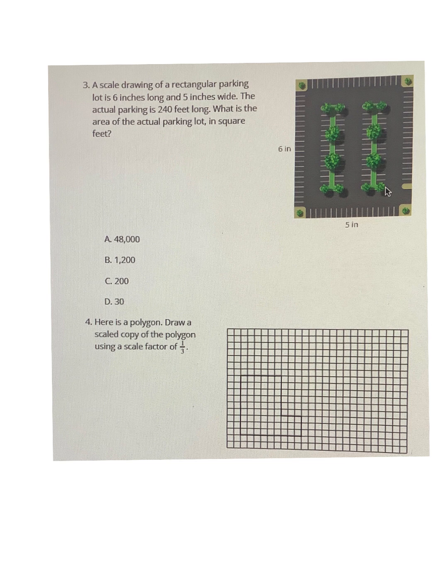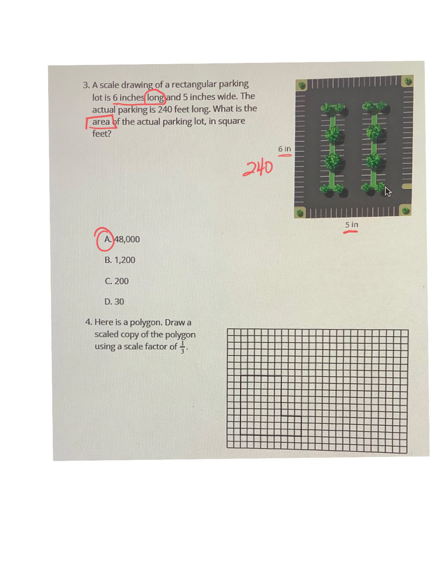For number 3, the correct answer is A. And let's find out how we got there. So we know that this particular rectangle is 5 inches by 6 inches. The actual parking lot is 240 feet long. If we look here, the length is matching the 6. So this is actually 240 feet long. What is the area? That's the trick. They want area. They're not asking you for the width.